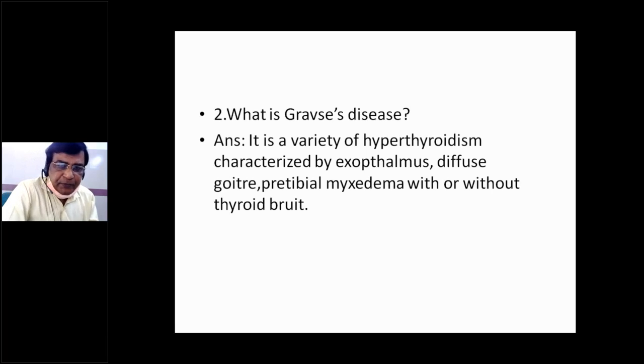What is Graves' disease? It is a variety of hyperthyroidism characterized by ophthalmos, diffuse goiter with or without bruit, and pretibial myxedema. It is the commonest cause of hyperthyroidism or thyrotoxicosis, characterized by diffuse goiter with or without thyroid bruit, then ophthalmos, then pretibial myxedema. So these are the triad features.